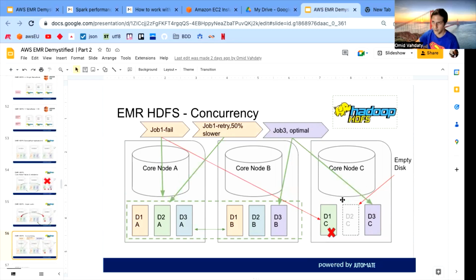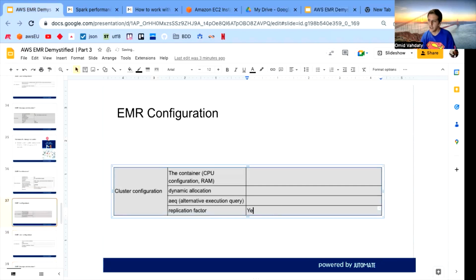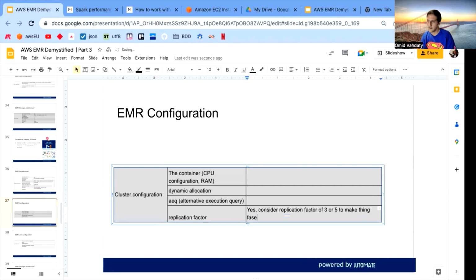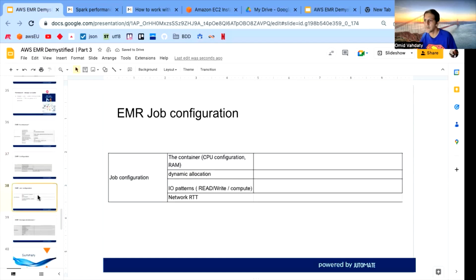So since we are using HDFS, what would we benefit if we have more copies of our files? I'll make it simple for you. Of course, it will be faster. So essentially, yes, consider a replication factor of 3 or 5 to make things faster for the analysts. It's a bit overkill, but just to get you thinking.